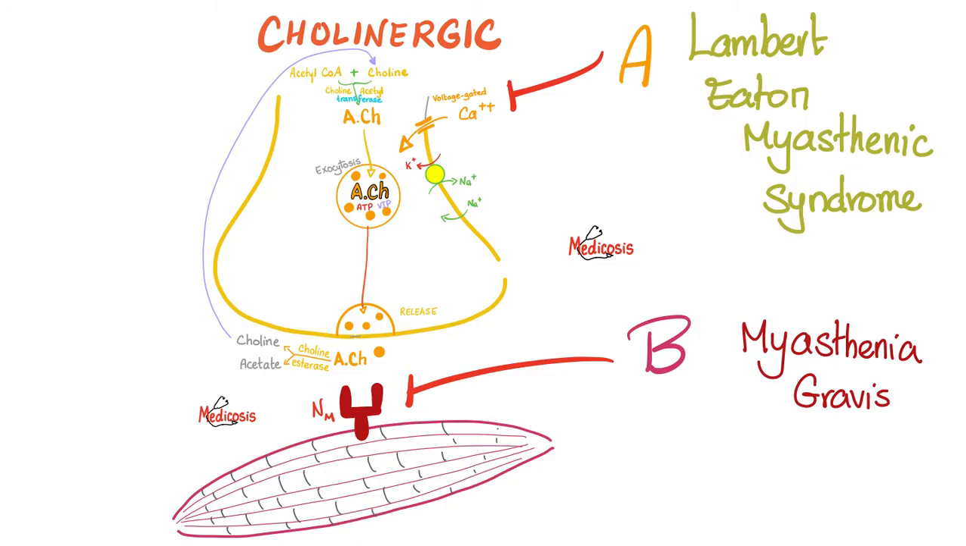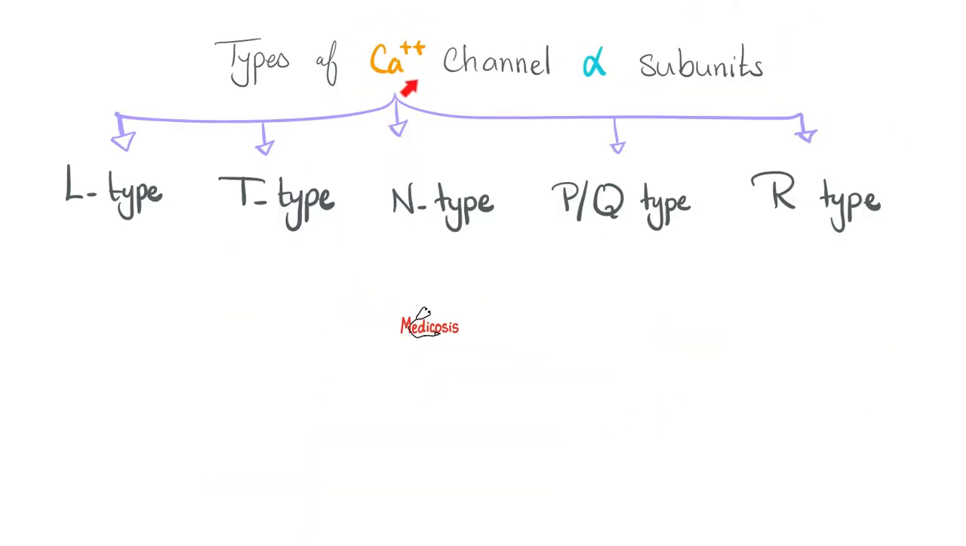Now, what if we have a disease that attacks the presynaptic voltage-gated calcium channels? What's going to happen? Calcium is not going to be able to enter into the axon terminalis. The vesicle will never rupture, acetylcholine will not be released, and the muscle will not contract. So what will I get? I'll get muscle weakness.